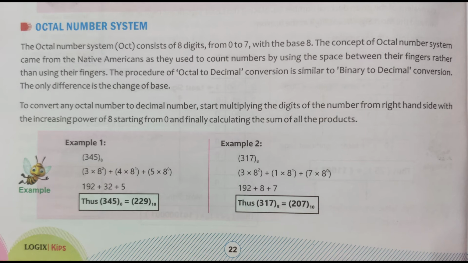So the answer is: 3 into 8 raised to the power 2 is equal to 192. 1 into 8 raised to the power 1 is equal to 8, and 7 into 8 raised to the power 0 is equal to 7. Then 192 plus 8 plus 7 is equal to 207. Thus 317 base 8 is in octal, and 207 base 10 is in decimal. So we can easily convert from the octal number system to the decimal number system.